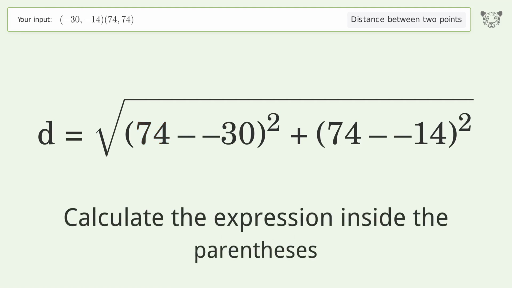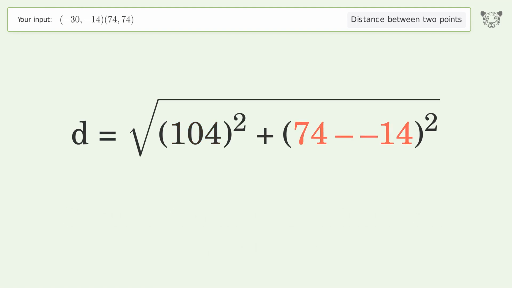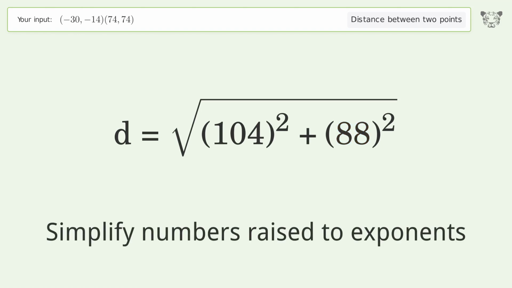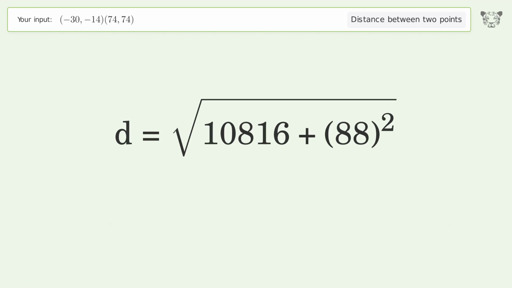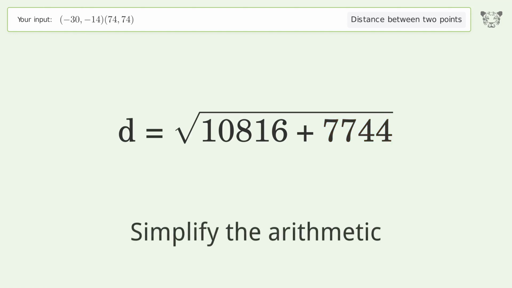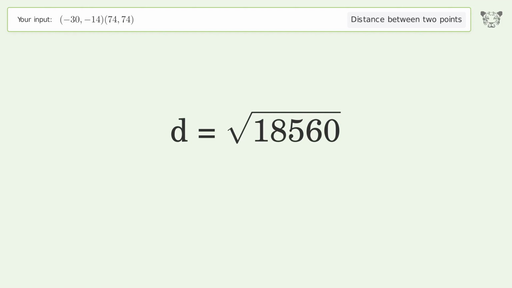Calculate the expression inside the parentheses. Simplify numbers raised to exponents. Simplify the arithmetic. And so the distance between the 2 points is the square root of 18,560, or 136.235.